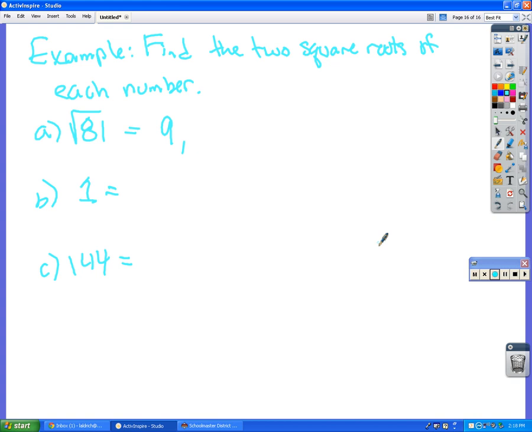Okay? The square root of 81 is 9 because 9 times 9 is 81. But it says find the 2 square roots of each number. So then the other one is going to be negative 9. Okay? Do you understand now? Yeah. Okay, good. Mackenzie?